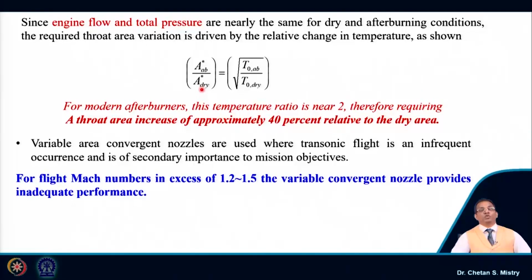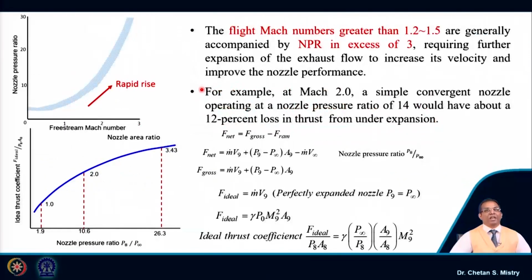Now, this kind of situation is what will happen when I am having, say, transonic flight. Maybe my Mach number will be in the range of 1.2, 1.5. So, we can say for fighter aircraft, this kind of configuration is what is required. In place of using a fixed area convergent nozzle, we need to go with a variable area convergent nozzle.